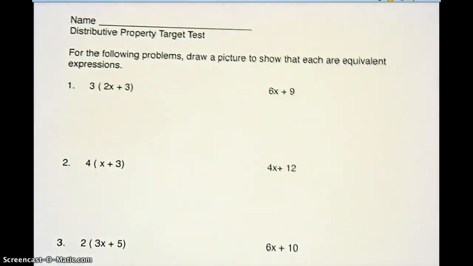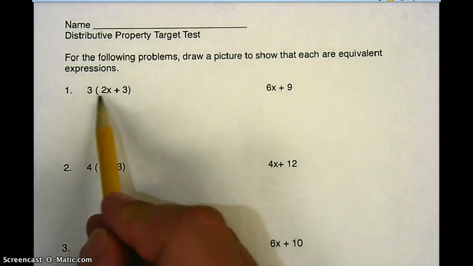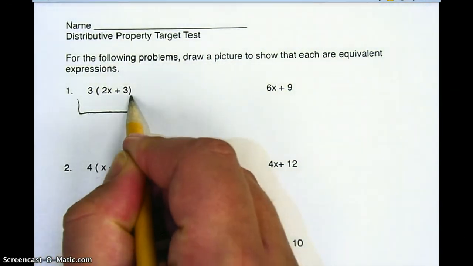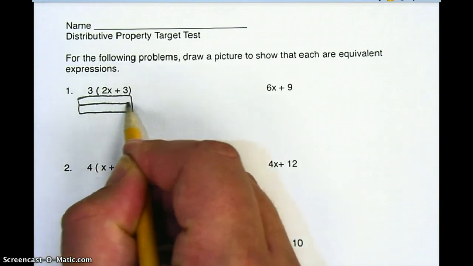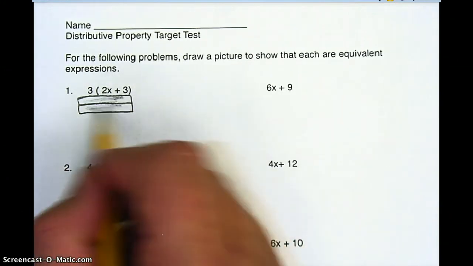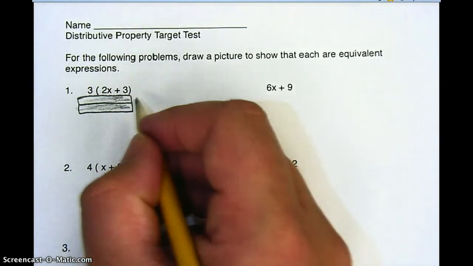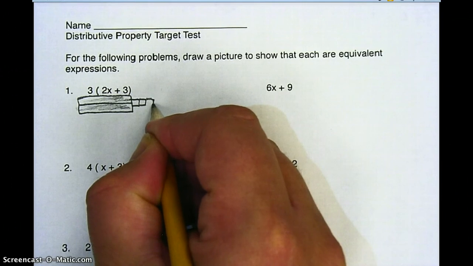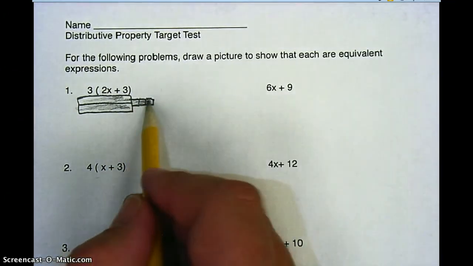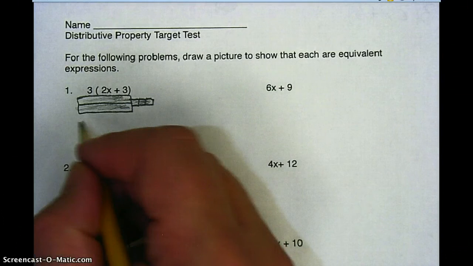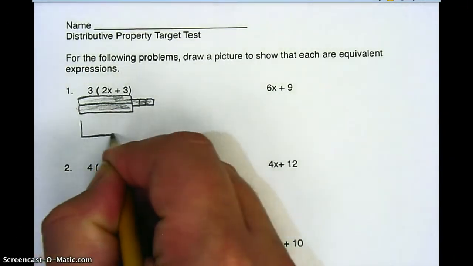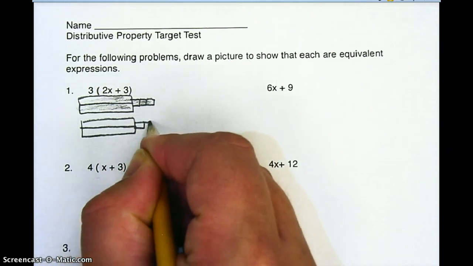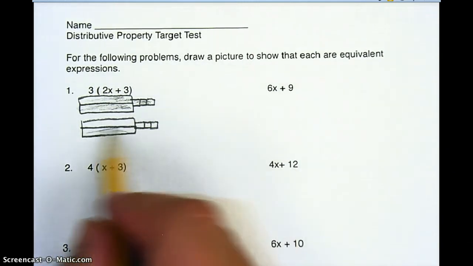So let's go back to our test paper and show that. So if I'm going to draw 3 2x plus 3's, these are both x's and they're positive, so I'm going to kind of shade them in a little bit. There's 2 x's. Plus 3. And you can see that that's 1 2x plus 3. But I have to draw 3 of them. So let's draw 2 more.